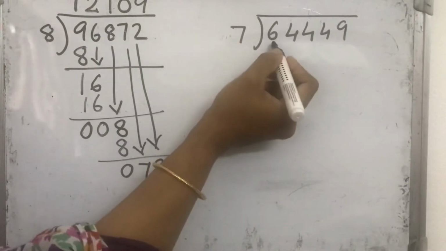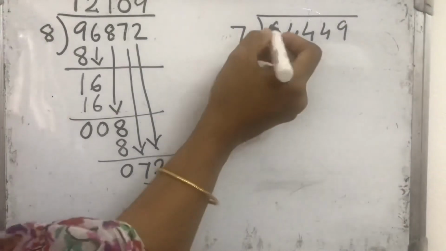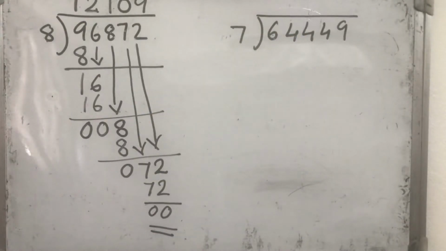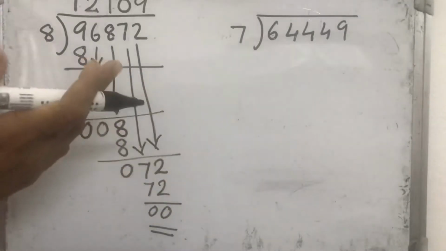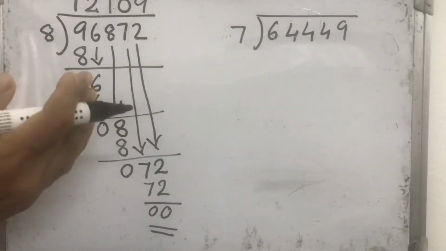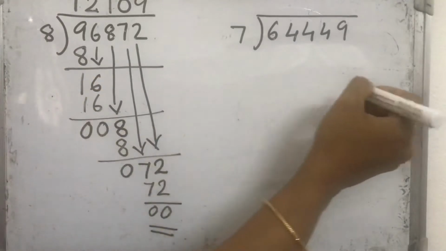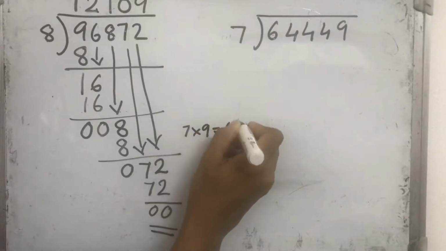Now the next question. Same method. 6 divided by 7. Is it possible? Can we divide 6 by 7? No, that is not possible. So we take the next digit also. Now the number is 64. To divide 64 by 7, we want to know the multiplication table of 7. 7 into 7 is 49. 7 into 8, 56. 7 into 9, 63.